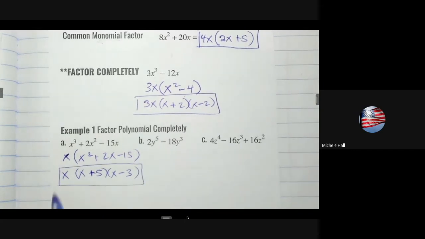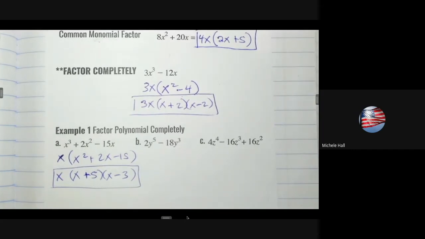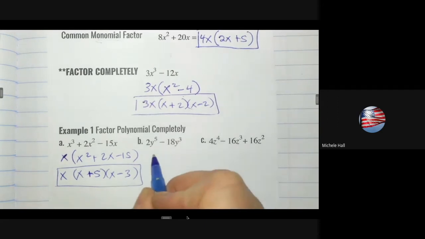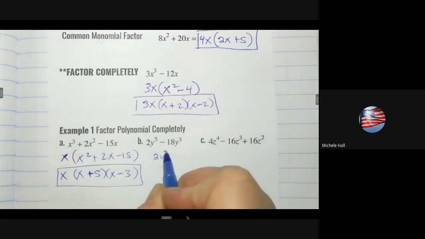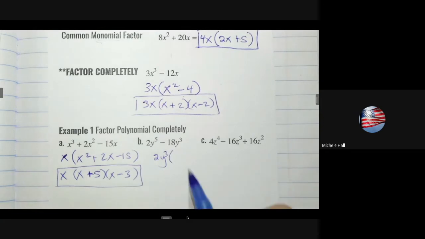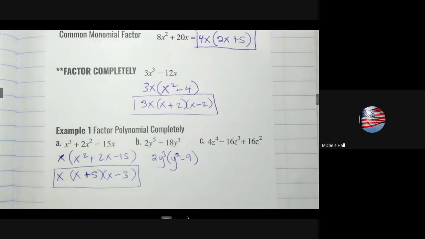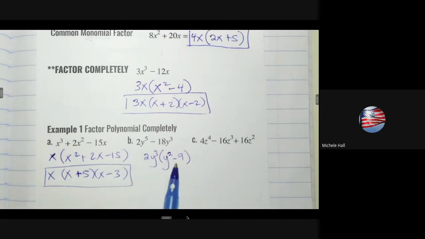B, we have a 2 and we have y cubed, they both have. So I'm going to factor out a 2y cubed. And here we have y squared minus 9. Now we have a difference of squares.